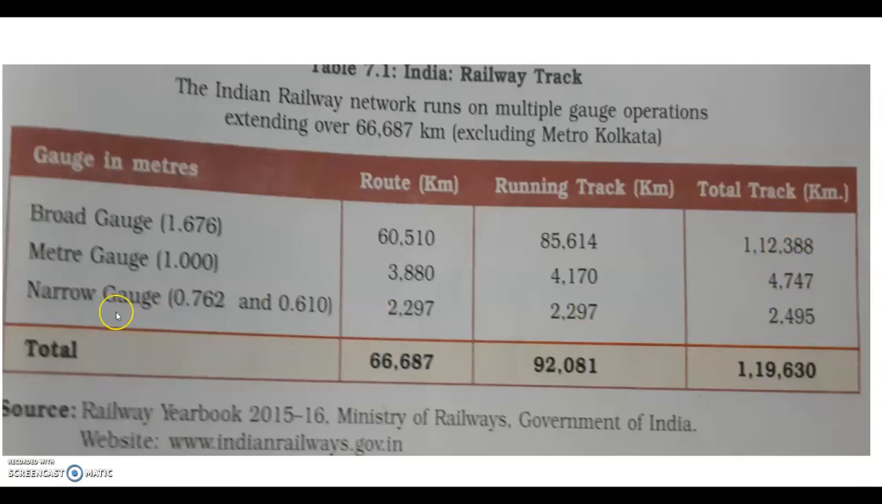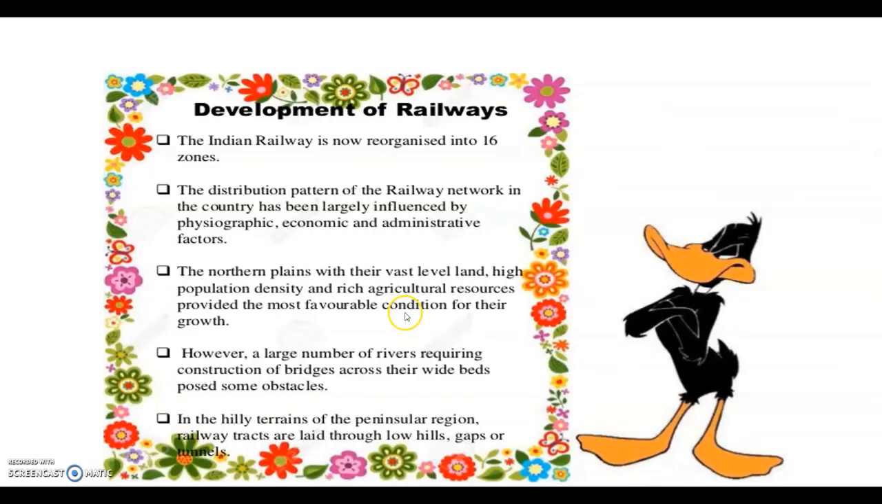and total track 4,747 kilometers. The narrow gauge 0.762 and 0.610. Total route 2,297. Then running track is also the same, 2,297, and total track 2,495. So what are the developments of railways?